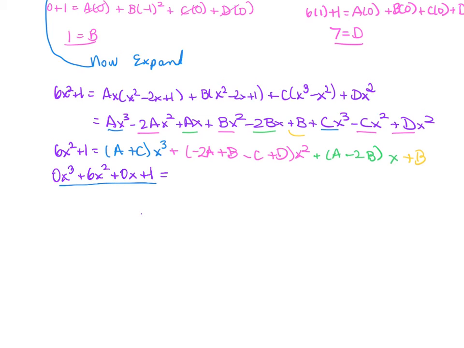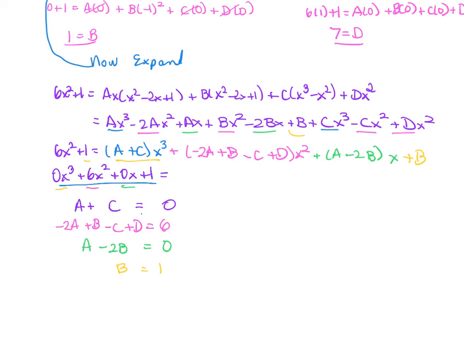So we're going to set it equal. We have A plus C is the x cubed coefficient, and that's going to equal 0. So all the x cubes go in that line. Then the next one is our x squared line: negative 2A plus B minus C plus D equals 6. Then our next line is the x line: A minus 2B equals 0, because there is no x. And the last one is 1, so B equals 1.